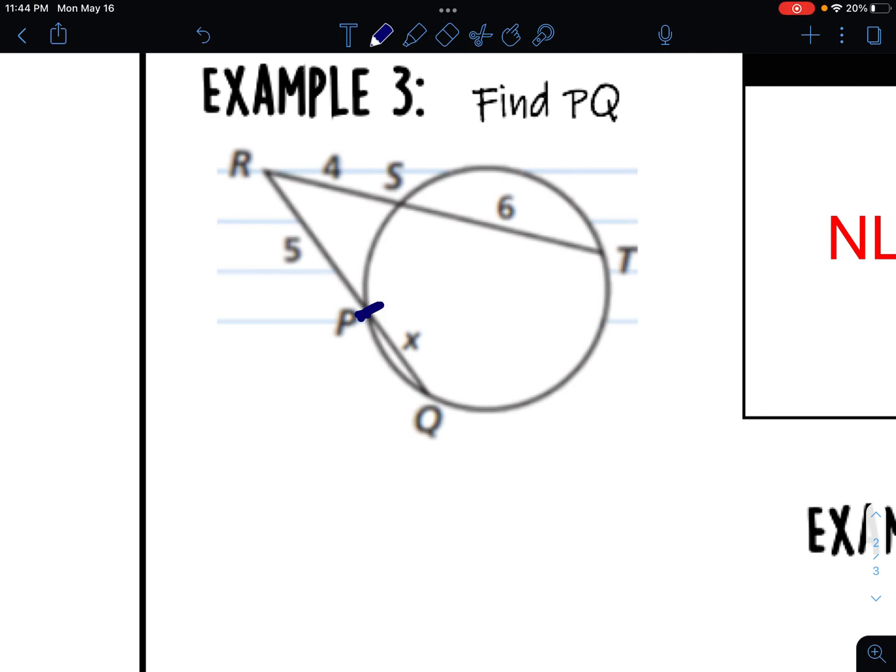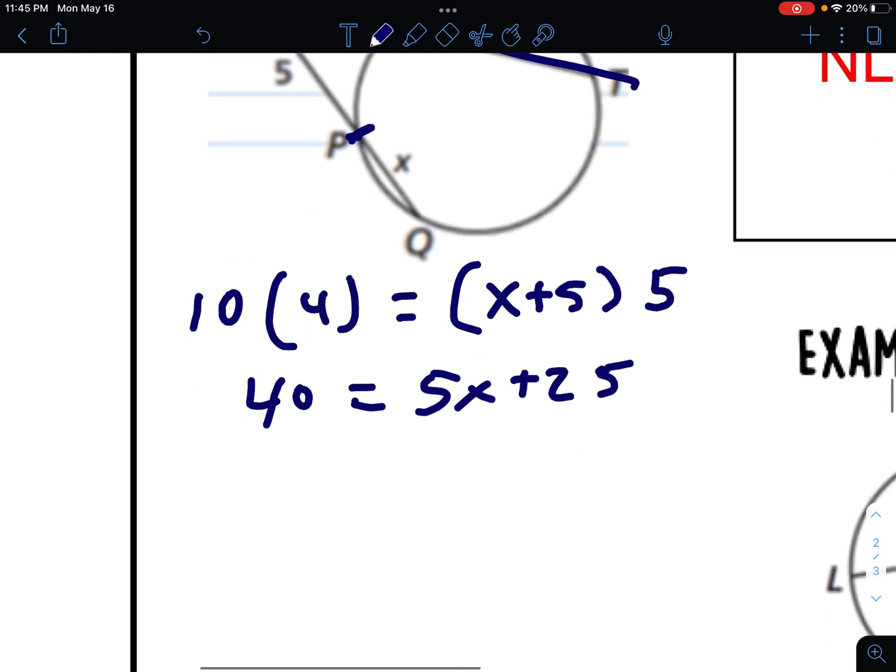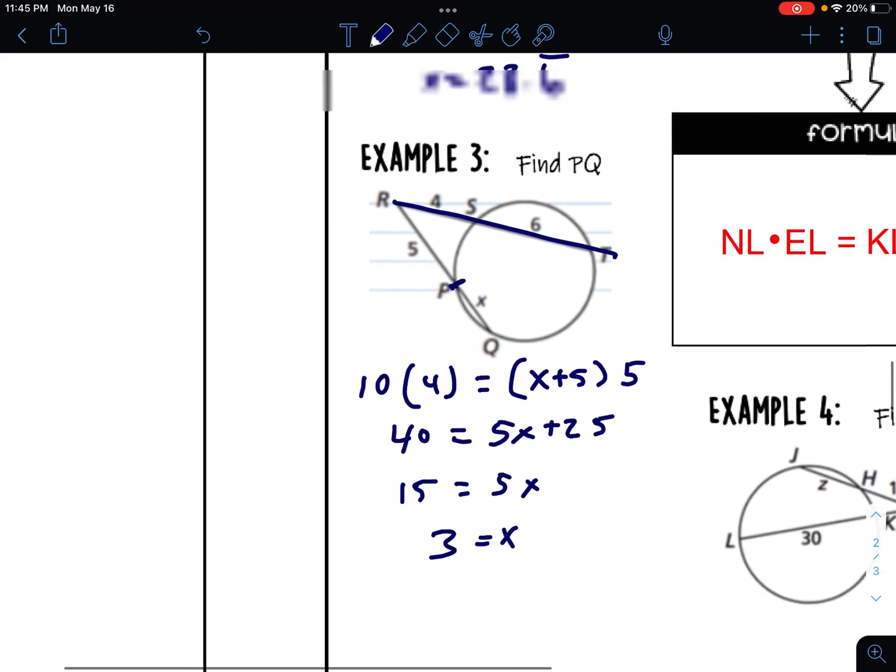So we're going to go the whole, 10, 4 plus 6 is 10, times the outside segment, which is 4, is equal to the whole segment x plus 5 times the outside segment, which is 5. So we're going to have 40 is equal to 5x plus 25. Subtract 25, we get 15 is equal to 5x, or x is equal to 3. Just find a PQ, x is equal to 3, done and done.